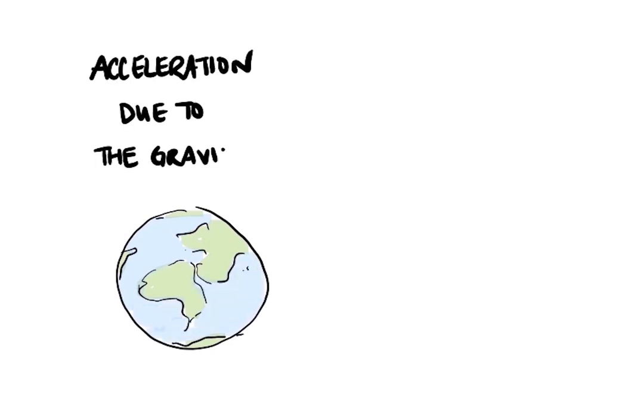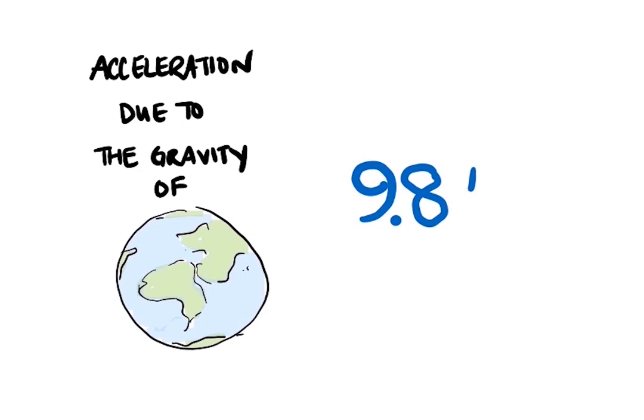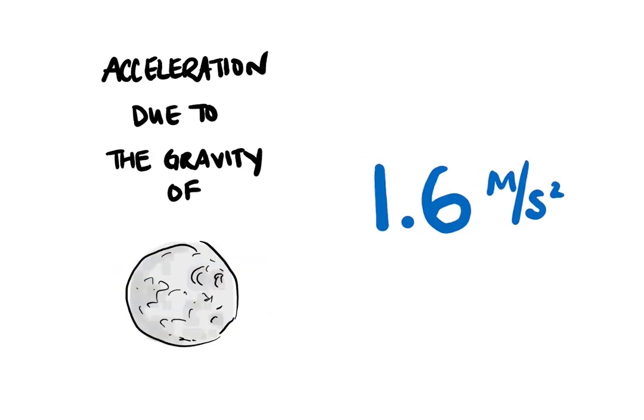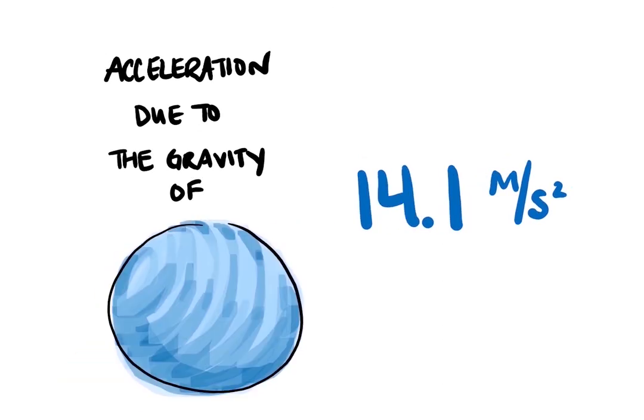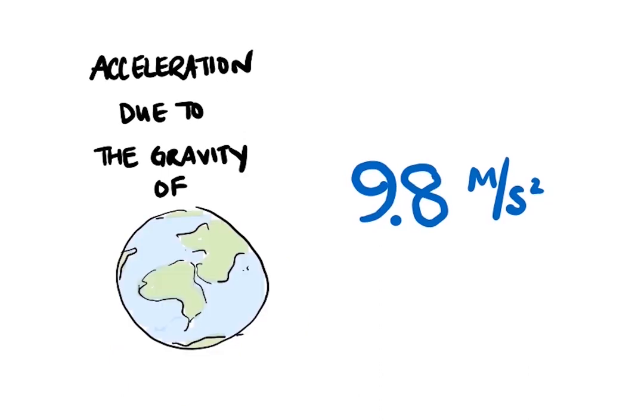In fact, we were able to measure the magnitude of this gravitational acceleration on Earth to be 9.8 meters per second per second. Of course, this value would be different on a different planet. Now, to be clear, an acceleration of 9.8 meters per second per second means that every second a free-falling object would be gaining 9.8 meters per second in speed.